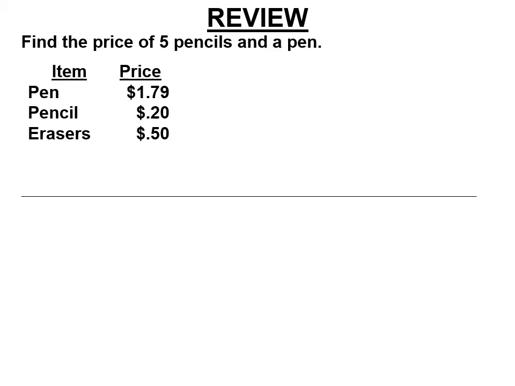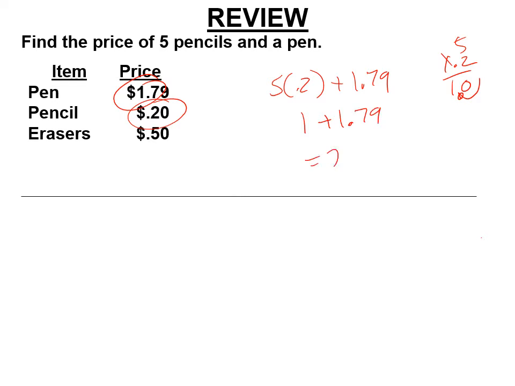Okay, so we're going to find the cost of 5 pencils and a pen. So a pencil is 20 cents, so it's 5 times 0.2. When I multiply, you don't want extra zeros, plus the pen, which is $1.79. So 5 times 0.2 is, we get 10, move the decimal once. It's $1, $1. $1 plus $1.79, $2.79. Right now, let me show the lining up of the decimal points, right? It would be 279.